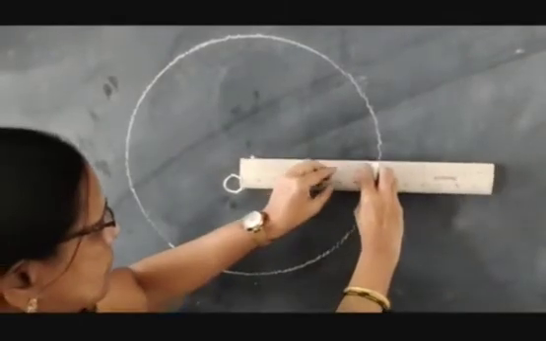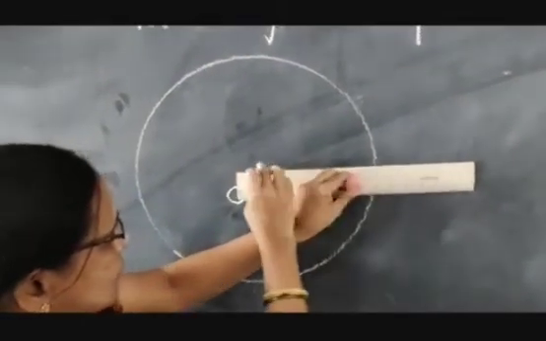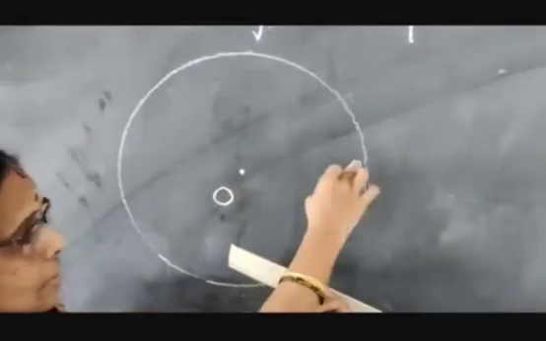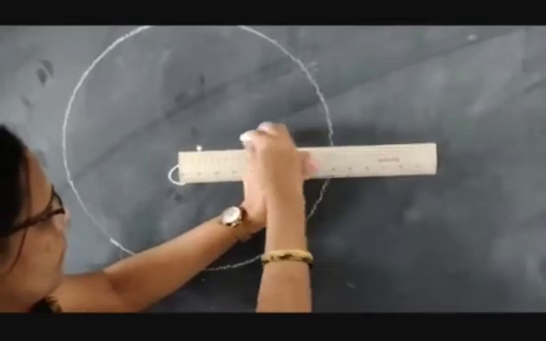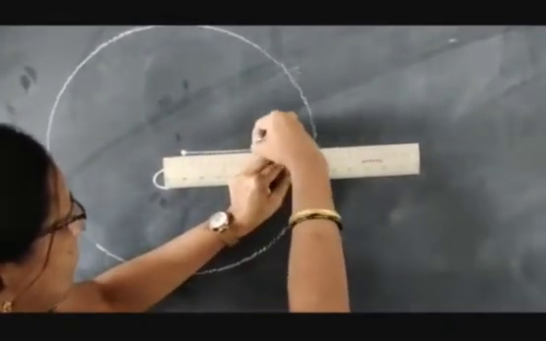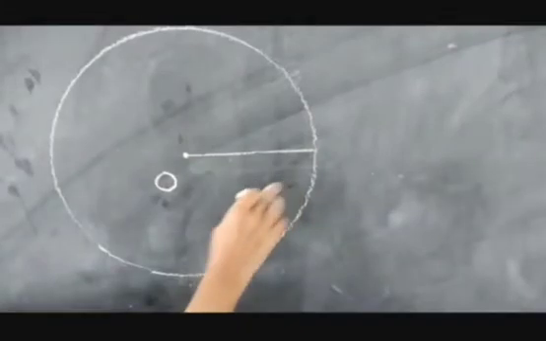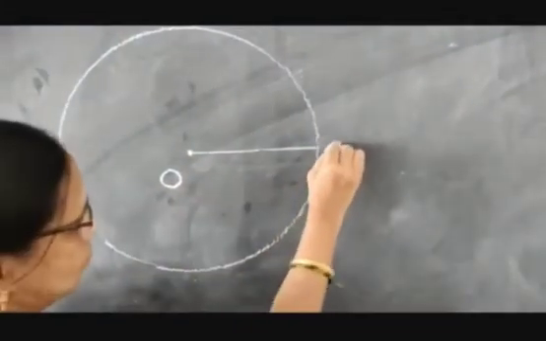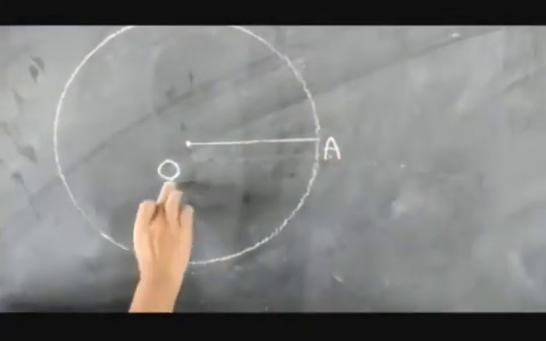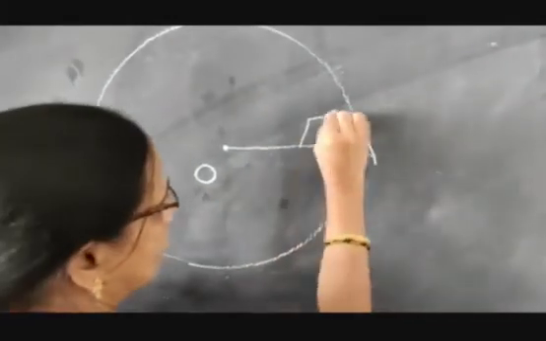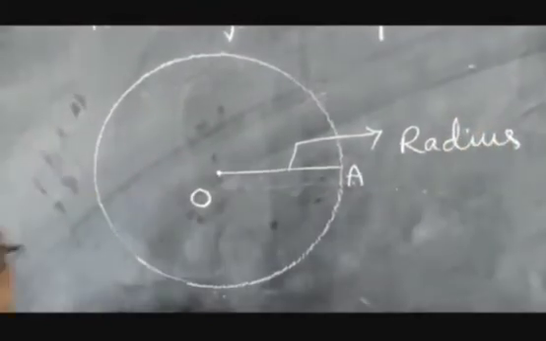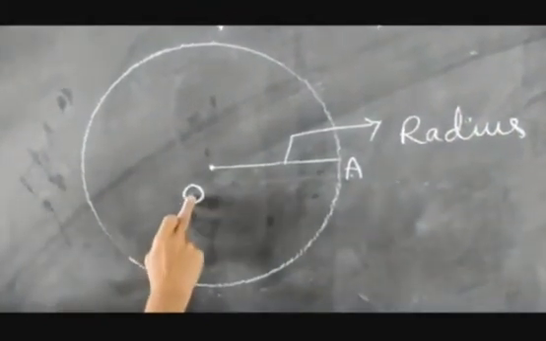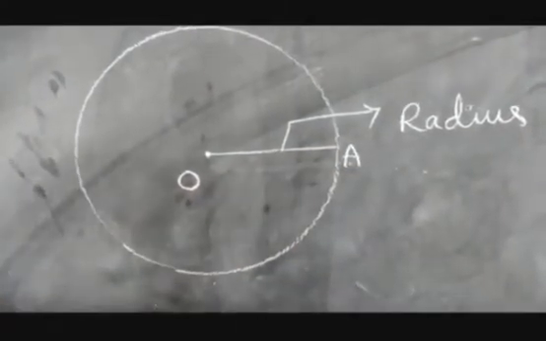Now if we draw a line segment from the center to any edge of the circle, see here I draw a line segment. I will write OA. Here OA is called what, children? Radius. What do we have? From the center to the edge of the circle.